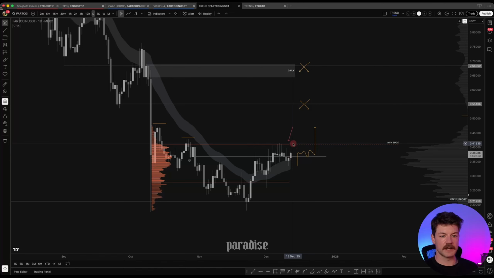I really like this if it can break out above this level at 0.414, give or take. Otherwise, we're looking for that pullback into the H12 demand.